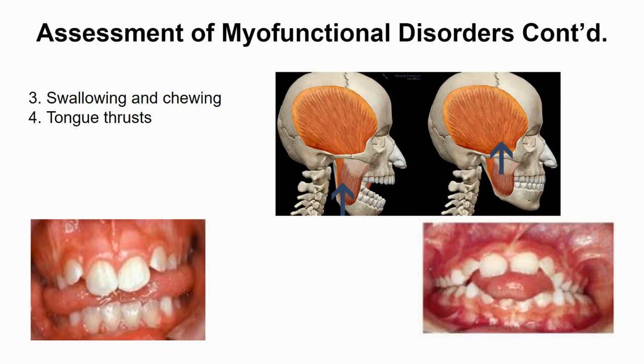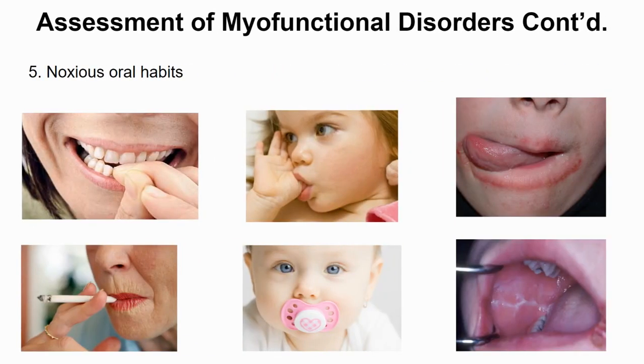Swallowing and chewing is also assessed to make sure that there is not an abnormal swallowing pattern contributing to the disorder. And a tongue thrust evaluation is also done, which in most cases goes hand in hand with having a swallowing dysfunction. Noxious oral habits, such as nail biting, thumb sucking, lip licking, smoking, pacifier or baby bottle use, and cheek biting, to name a few, are also assessed as they can contribute to such disorders.